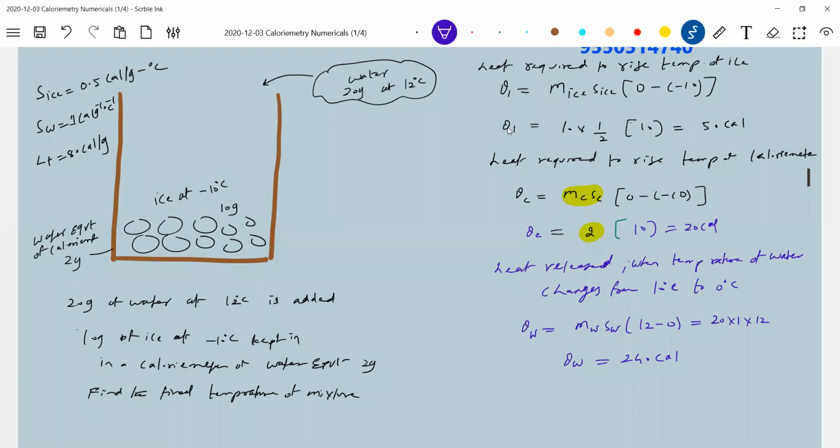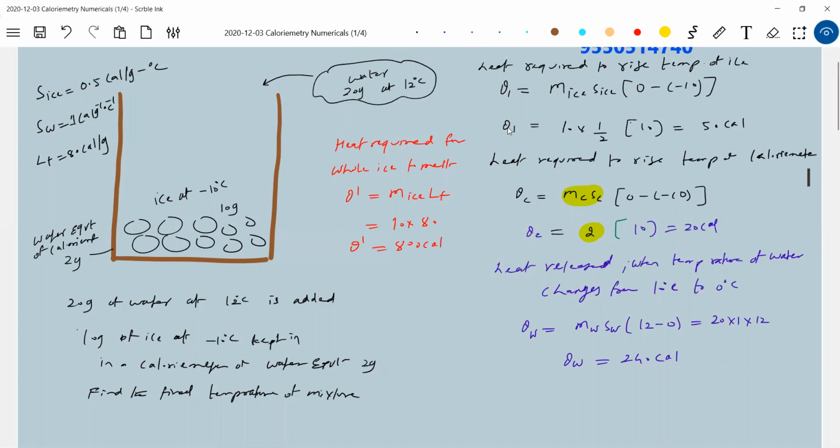Will all the ice melt? We don't know. Let's cross check. The whole ice will melt, or a part of ice will melt. We don't know that, so separately we should calculate here. Heat required for all ice to melt, I'll call Q dash. This is mass of ice into latent heat of fusion. Mass of ice is 10, latent heat of fusion is 80. 800 calories is needed.